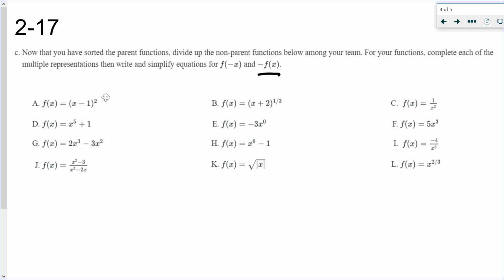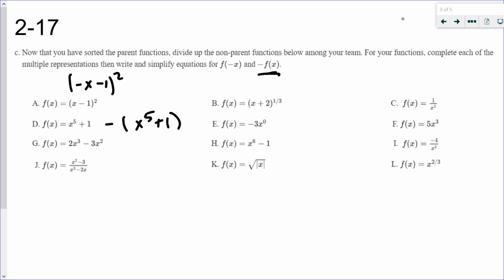In 2.17, it may be worthwhile to pause the video again here and graph (x minus 1) squared. Then graph f of negative x. So I would graph in my calculator (negative x minus 1) squared and see if it has any of those characteristics. It would be worthwhile to graph negative f of x for our next slide as well. If you wanted the negative of the function, just put a negative in your calculator, x to the 5th plus 1, and see what happens there.